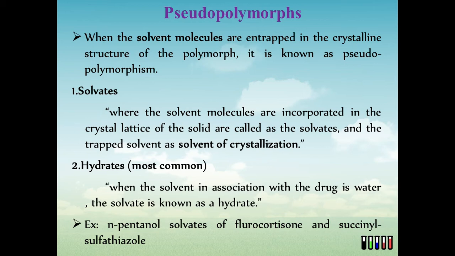And hydrates: when the solvent associated with the drug is water, it is known as a hydrate. Means in solvates the entrapped molecules are solvent molecules, and in hydrates the entrapped solvent molecules are water molecules. That's the only difference. For a simple example of solvates, cetirizine hydrochloride: we mostly say it is a salt form of the drug, but here the hydrochloride is a solvent, and we can say it is a cetirizine solvate, that is pseudopolymorphism.